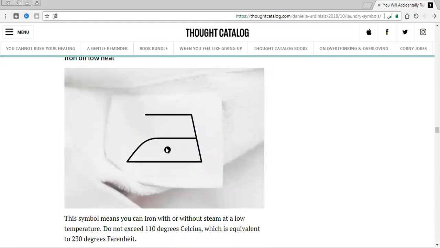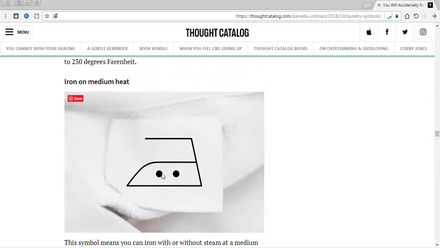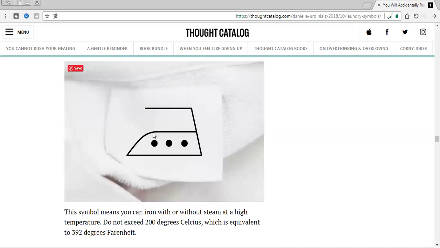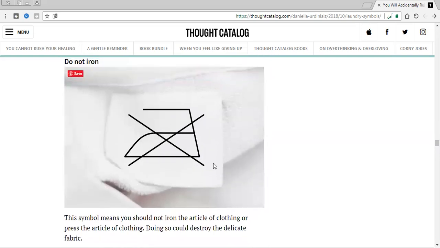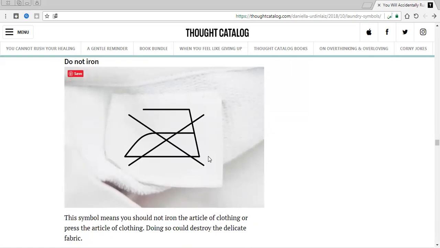So if we have one dot inside this symbol, it means we should iron our clothes at a low temperature. Two dots, in this way we can iron our clothes at medium temperature. If we have three dots, we can iron our clothes at a high temperature, while if we have a cross, we can't iron our clothes. Why? Because if they are ironed, they will be damaged.